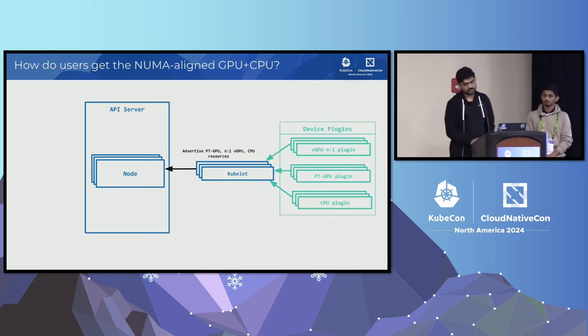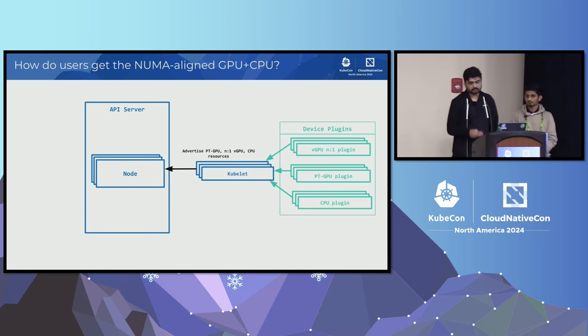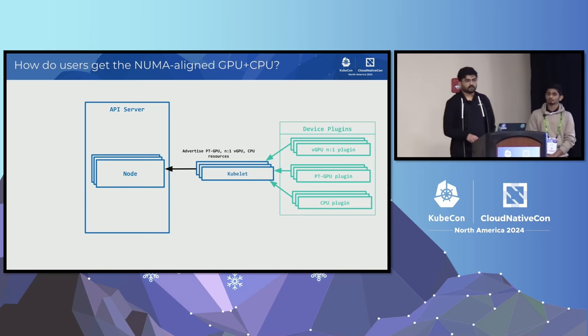If you're familiar with device plugins, they let you advertise these GPUs as custom resources. So when we use a device plugin to discover a GPU, we publish to the API server that we have this GPU, and this is our count of that GPU. And that's all the API server sees.